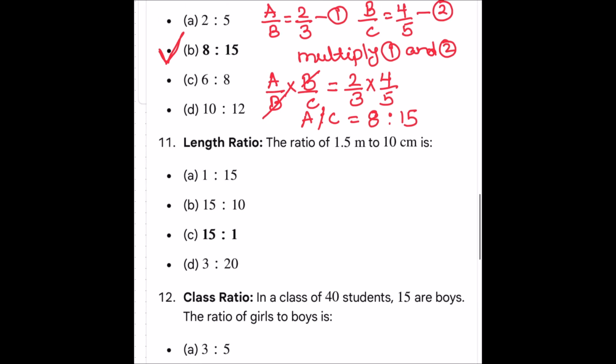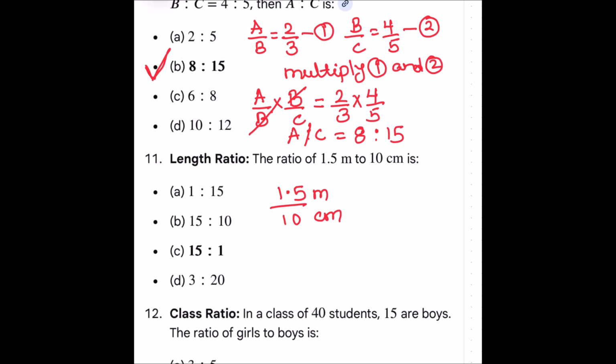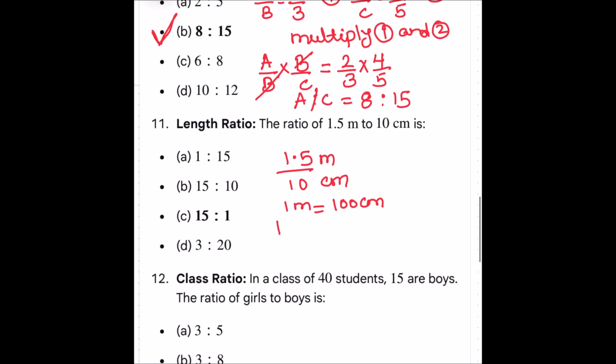Next question 11 is the ratio of 1.5 meter to 10 centimeters. So this is in meter and this is in centimeters. Always remember that when we solve the ratio, simplify it, the unit should always be the same. So in this one we are going to convert meter into centimeter. 1 meter is 100 centimeters. So 1.5 meters will be 1.5 times 100 centimeters, which will be 150 centimeters.